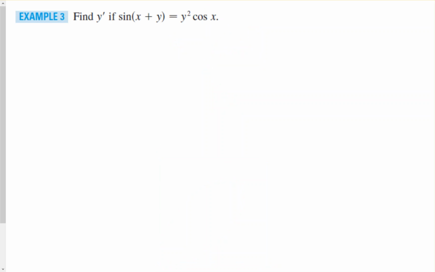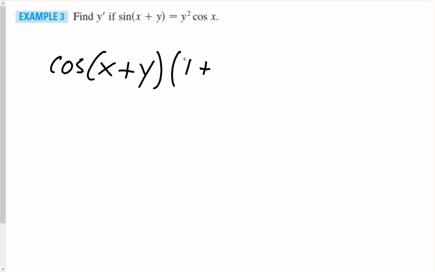Let's take a look at example 3. Find y prime if sine of (x plus y) equals y squared times cosine x. To get the derivative of both sides here, taking the derivative of sine would be cosine of the same argument, and then we multiply by the derivative of the inside. The derivative of the inside would be, well, derivative of x is 1, plus derivative of y is y prime.